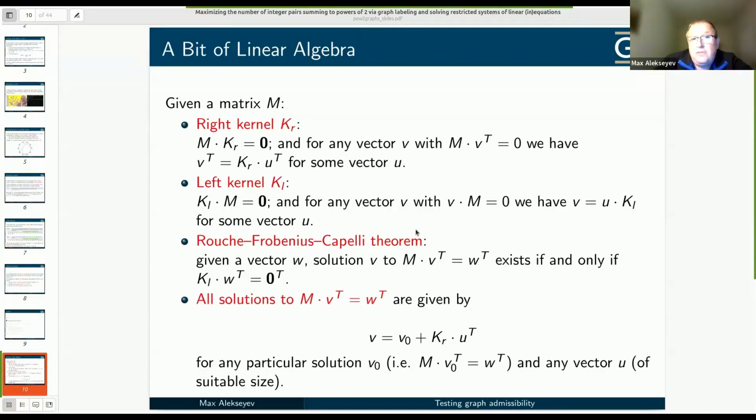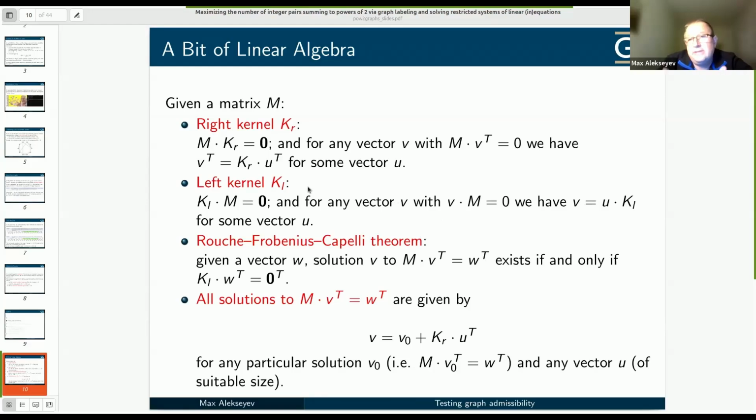If we take any vector V which lies in what we call the kernel of M, then it can be represented by a linear combination of columns of matrix K sub R. So any solution to this equation, let me highlight it, can be obtained from the matrix K sub R by taking a linear combination of its columns.